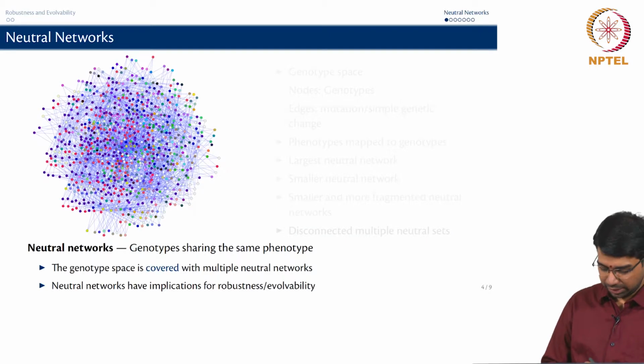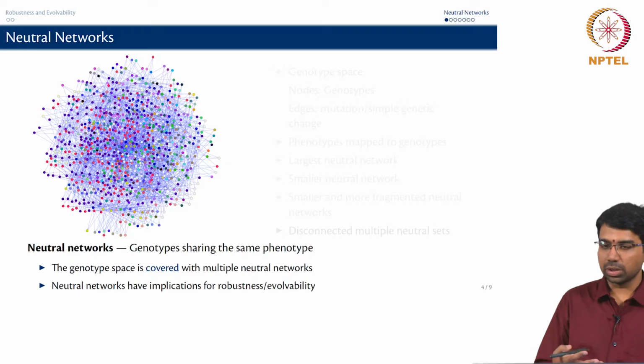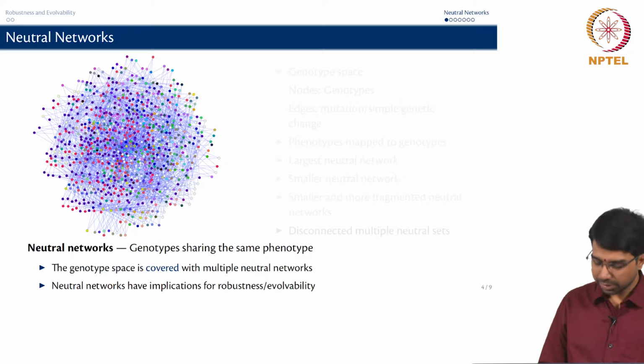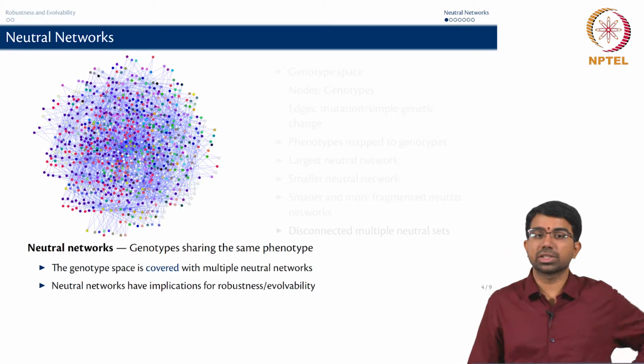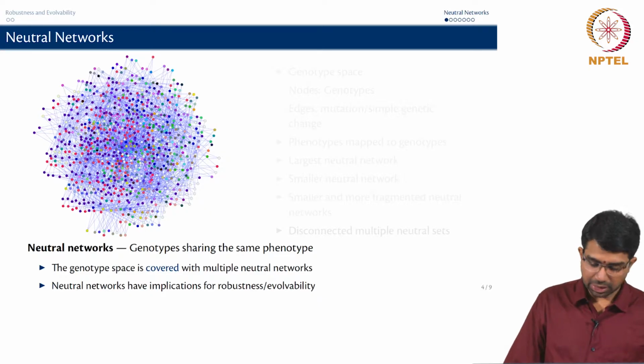Right. So, you can see that neutral networks just completely lace the entire genotype space. The genotype space is basically overlaid with several neutral networks, and these neutral networks have implications for both robustness and evolvability. We will see how that is.